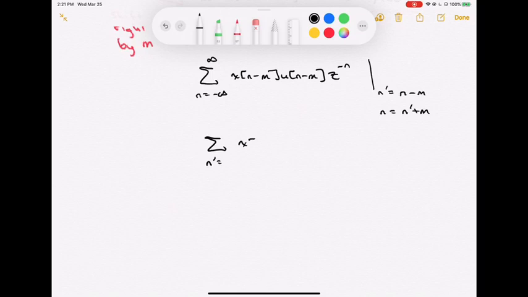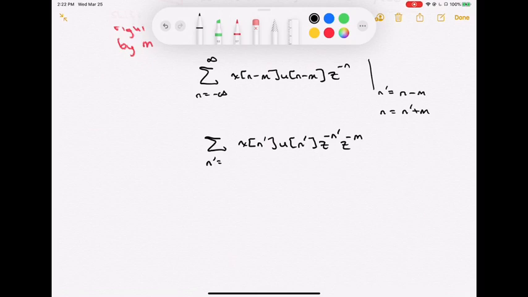We're going to have x of what? N minus m is just my n prime, so I'm going to get x of n prime. I'm going to get u of n prime, and I'm going to get z to the minus n, but n is just n prime plus m. So I'm going to get a z to the minus n prime, and I would get a z to the minus m. I'm going to break that up as a product of two exponentials. We can do that since it was just a base raised to a sum. A base raised to a sum is just a product of two exponentials like that.